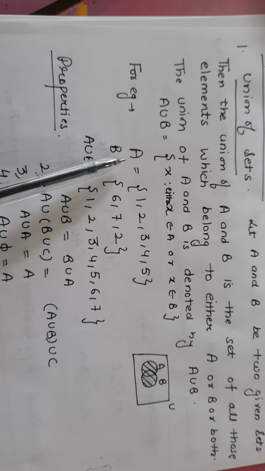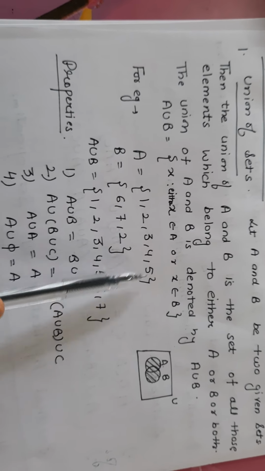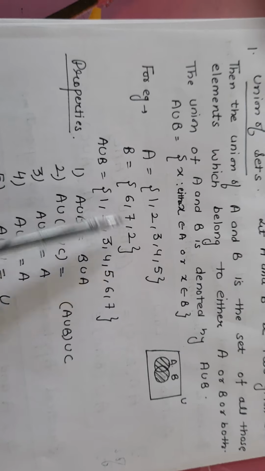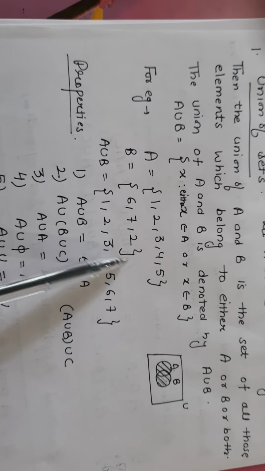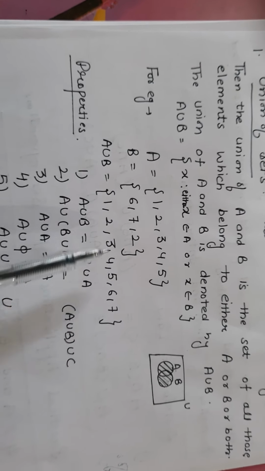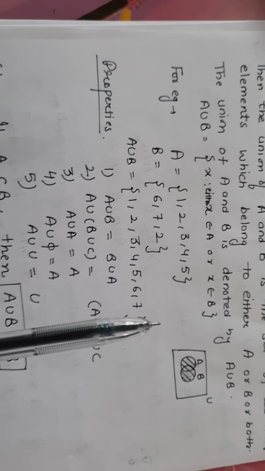For example, A set is 1, 2, 3, 4, 5. B set is 6, 7, 2. Now the union will be 1, 2, 3, 4, 5, 6, 7. This 2 is repeating again, but in set roster form we write any element only one time.